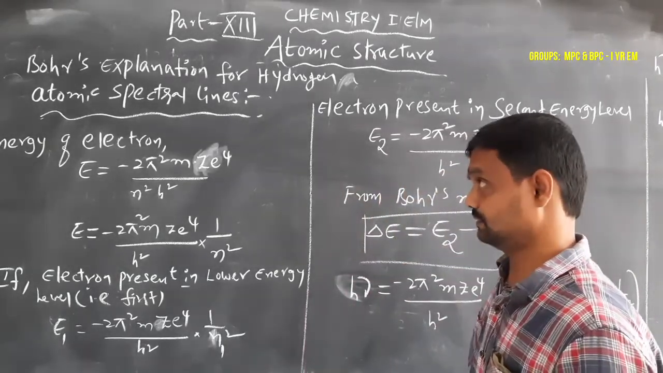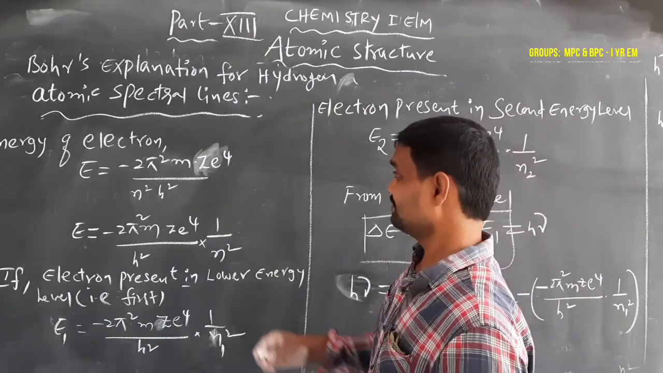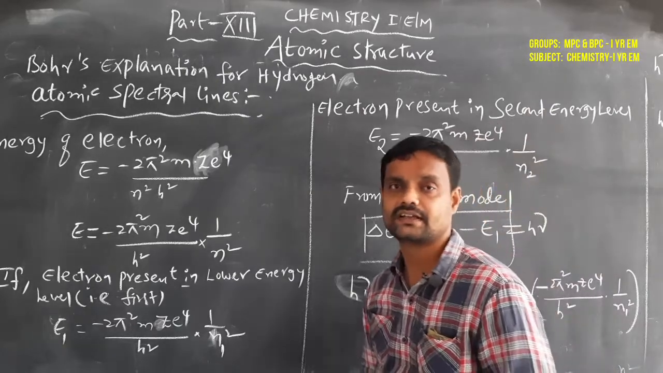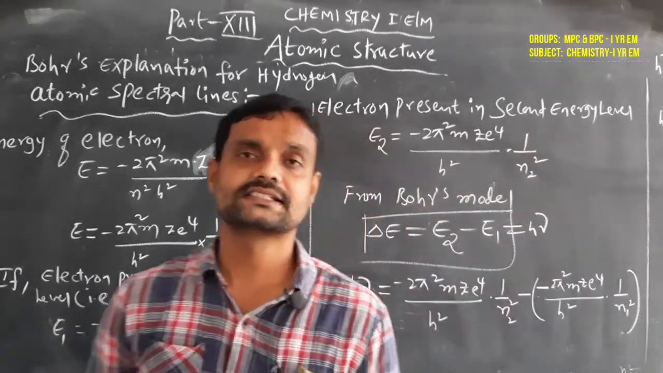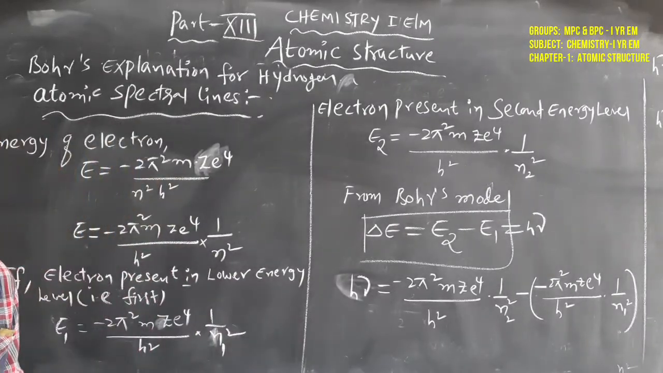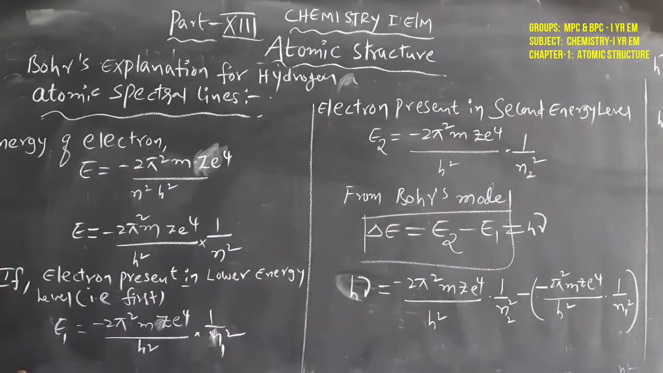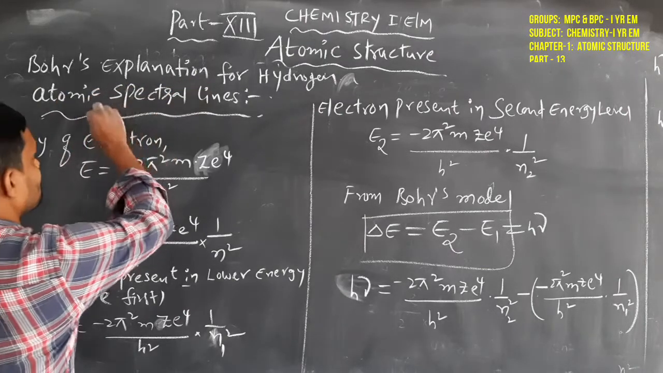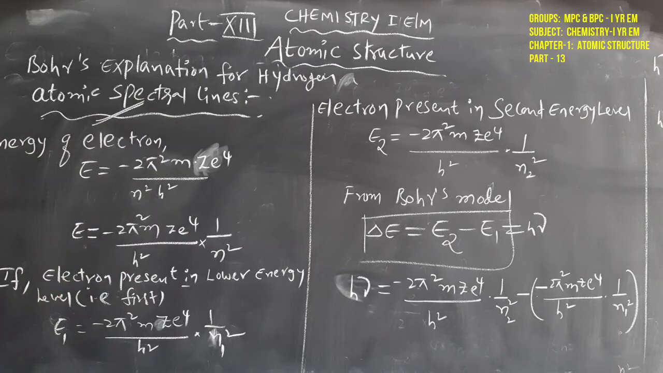And now, Bohr's explanation for hydrogen atomic spectral lines: how can he explain it? By using those equations, Bohr explained the hydrogen atomic spectral lines. Let us see how the hydrogen atomic spectral lines can be explained. First, he used the energy of the electron.